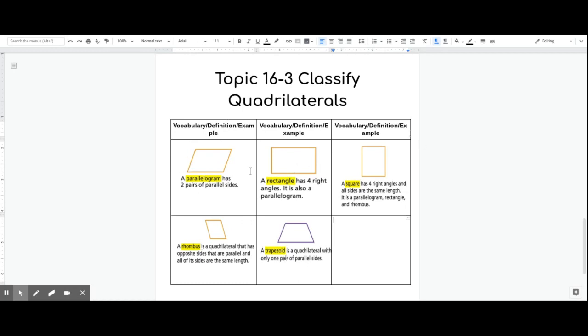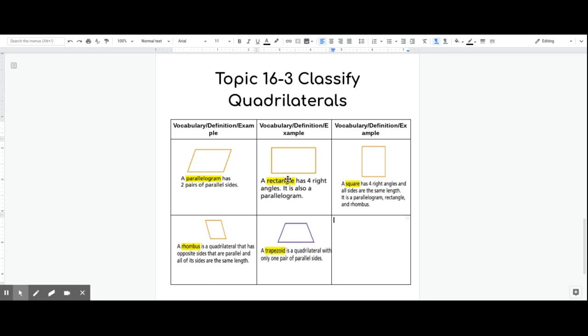So, first vocab word is parallelogram, and it has two pairs of parallel sides. What that means is that the top side is parallel to the bottom side, meaning that if they keep going on and on, they don't touch. Just like the right side is parallel to the left side. If they keep going on and on, they never touch. So that's what parallelogram means. It has two pairs of parallel sides.